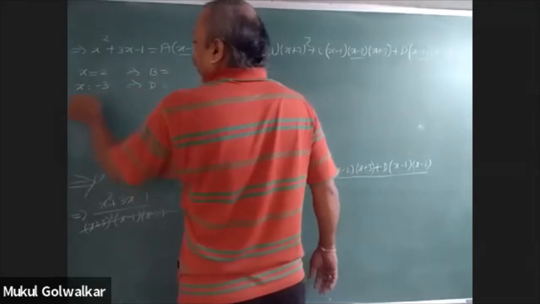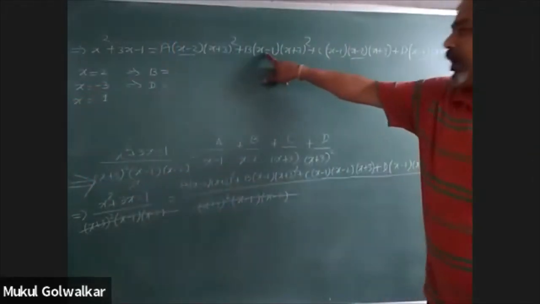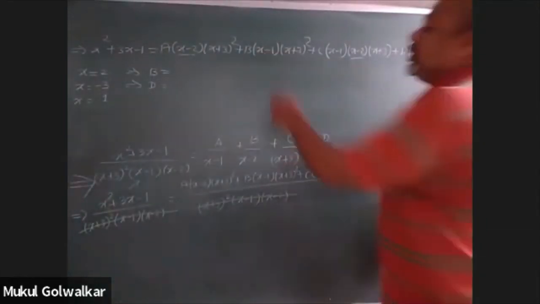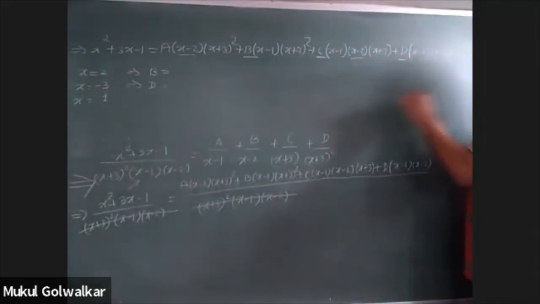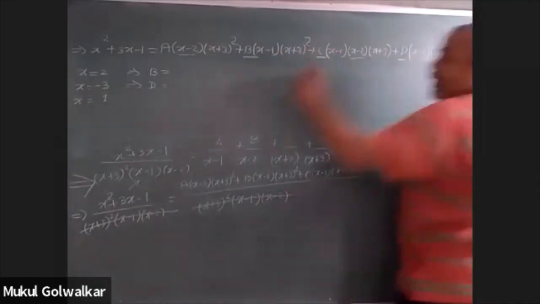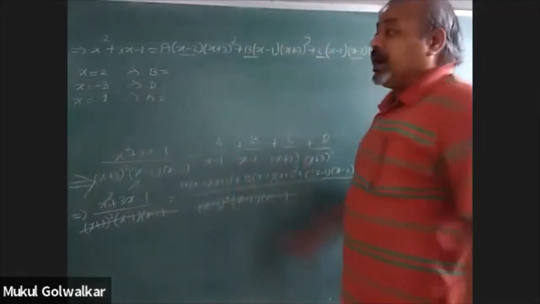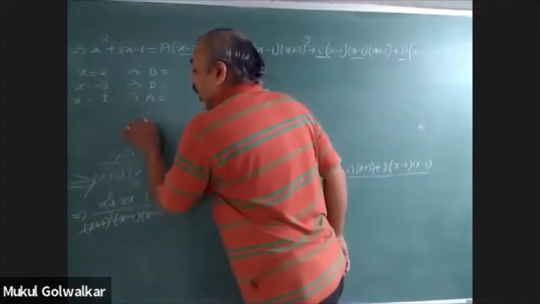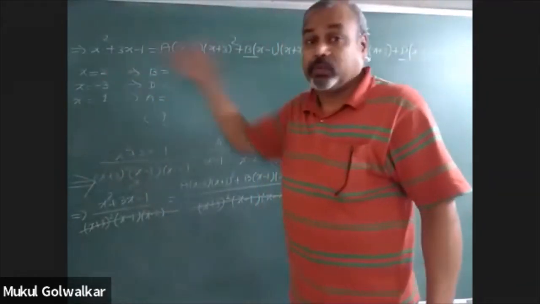And now suppose I put x equal to 1, because the third factor was x equal to 1. When I put x equal to 1, the terms containing b, c, and d, these three terms, will vanish because of the presence of the factor x minus 1, and I will have the value of the quantity a. Correct? But apart from these three values, I still don't have the value of c. I could not calculate the value of c directly from this situation.